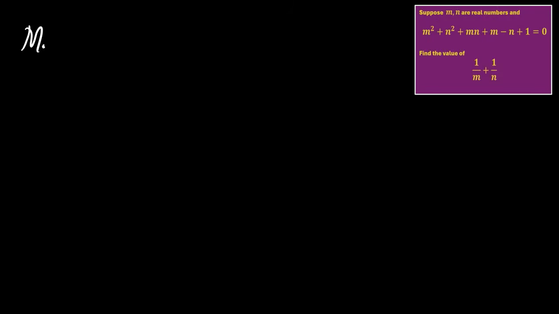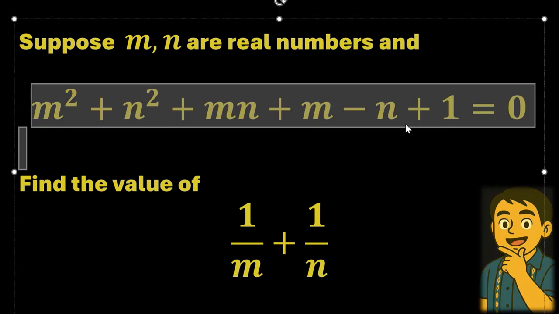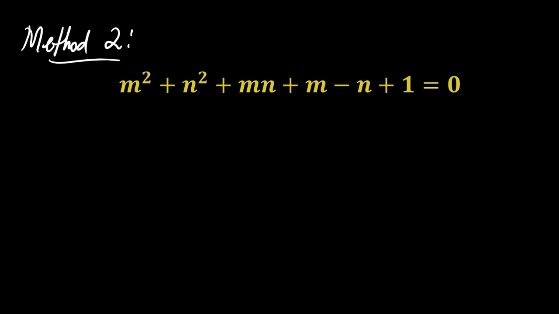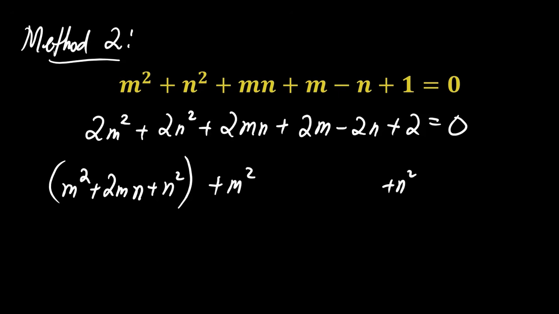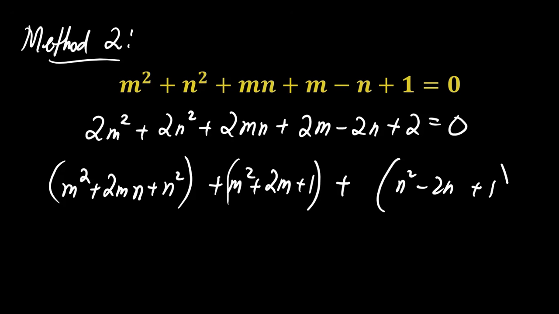Now we go to method 2. Again, we need to use this equation. We multiply 2 to each of the terms, and we get 2m squared plus 2n squared plus 2mn plus 2m minus 2n plus 2 equals 0. We write 2m squared as m squared and m squared. After that, 2mn, and for 2n squared, it is n squared and n squared. So next, we have 2m. For 2, we write it as 1 and 1. And finally, this is n squared minus 2n plus 1 equals 0.